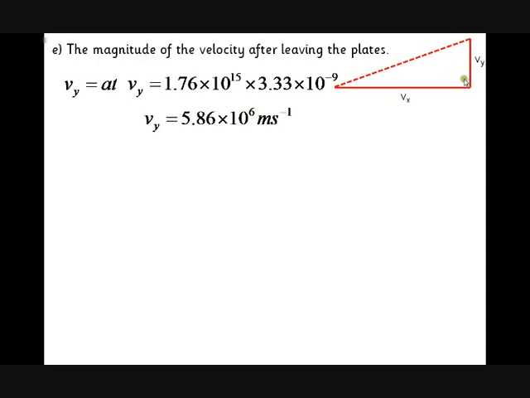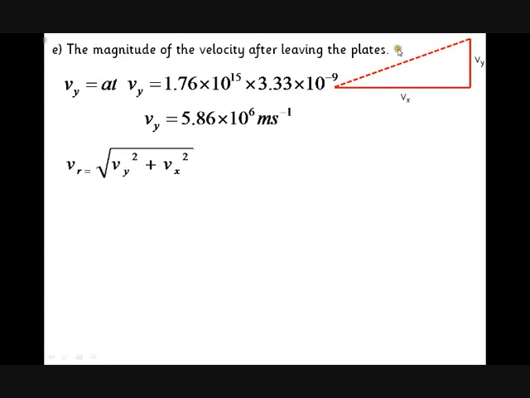So this is in the y direction, but we've also got a velocity in the x direction because it's coming in at 3 times 10 to the 7 metres per second in the x direction. So we've got to do some mechanics here, because we know the velocity in the x direction, we know the velocity in the y direction, and we want to find the resultant velocity. So I'm just going to use a bit of Pythag.